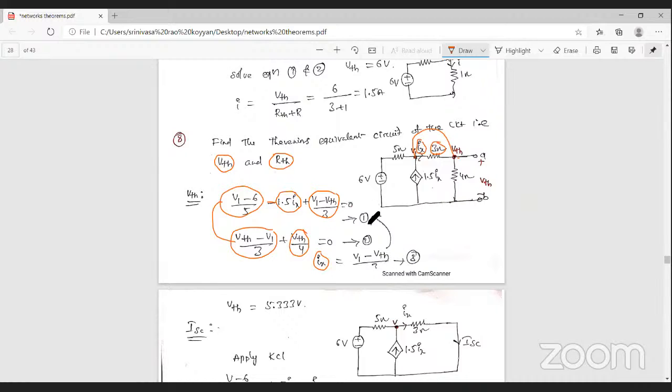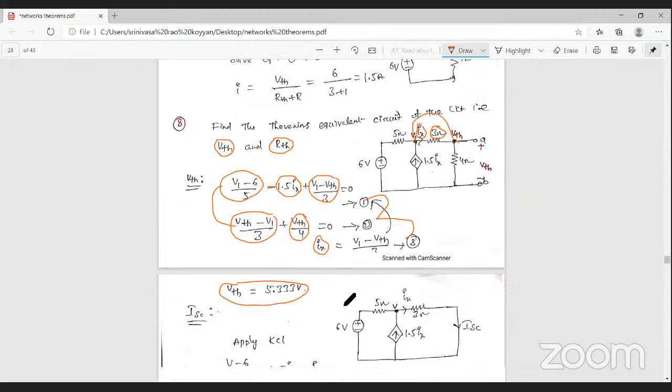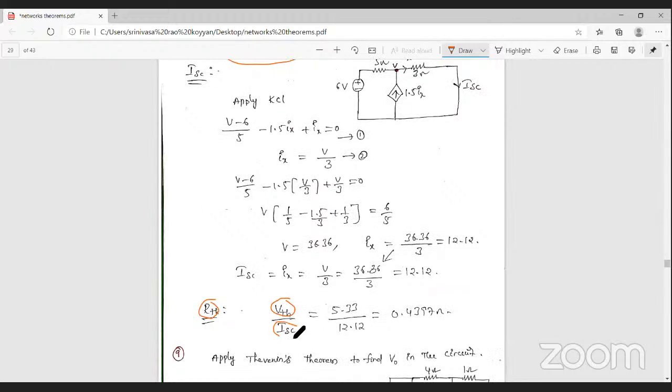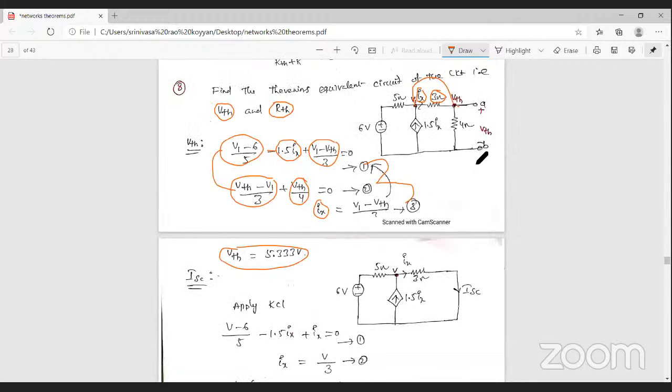So solve equations 1, 2 and 3, then you can get the Thevenin's voltage. VTH is equal to 5.33. That is Thevenin's voltage. Next, to find out the short circuit current across the terminals A and B.